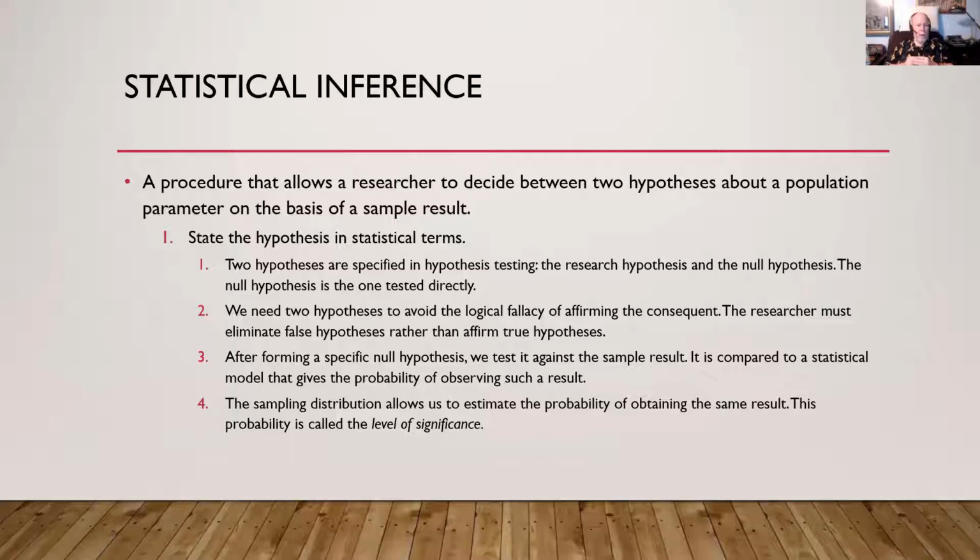After forming a specific null hypothesis, we test it against a sample result, and that's compared to a statistical model that gives the probability of observing such a result. The sampling distribution then allows us to estimate the probability of obtaining that same result, and that probability is called the level of significance. You can think of the level of significance like this: if we want to be 95% confident in the probability of obtaining the result compared to not obtaining that result, then we would say we have a 0.05 level of significance, or 5% level of significance, which would be a very low threshold. A 95% level of significance would be a very high threshold.